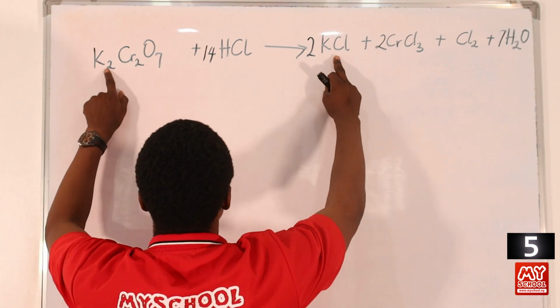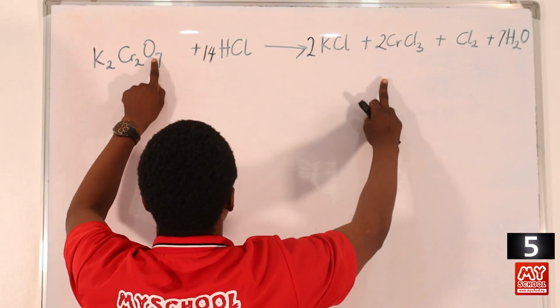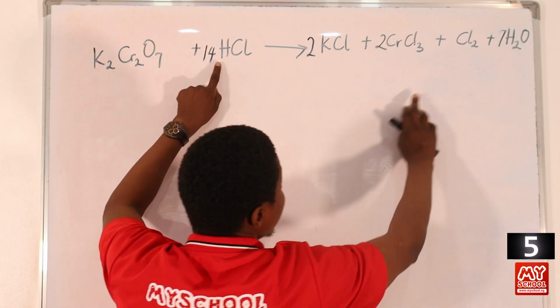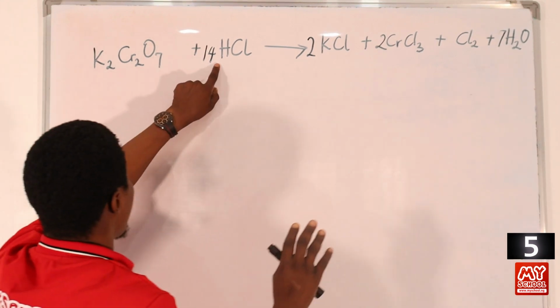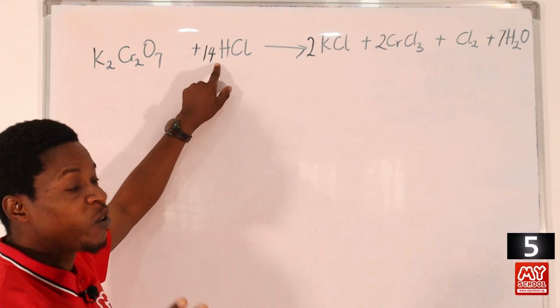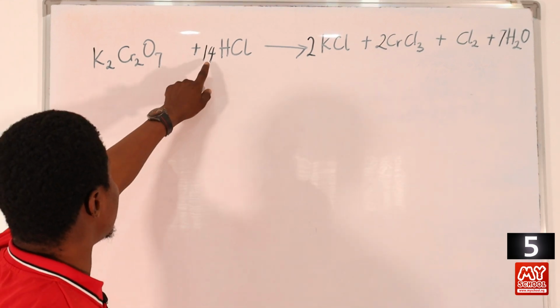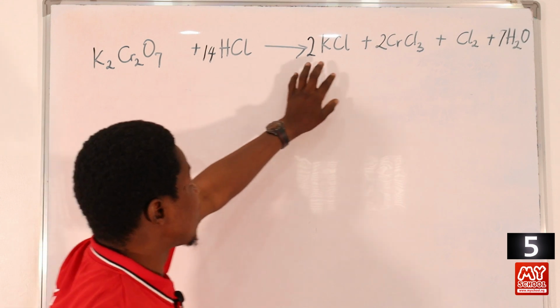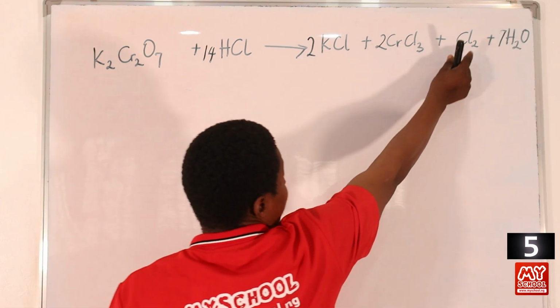Potassium is balanced, it's the same we have here. Chromium is balanced here, oxygen is balanced here. Hydrogen here is also balanced, but the only issue we have now is with the chlorine. So we already know that chlorine here is now 14. So let's try to balance this, since we have chlorine left out here.